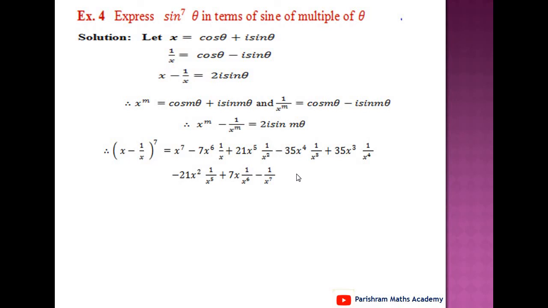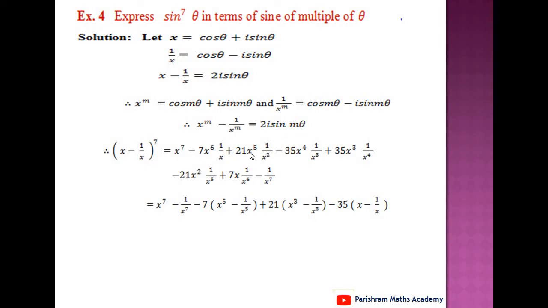Here also we can take the same expansion by using the Pascal triangle. Now the first term is x raised to 7, the last term is minus 1 upon x raised to 7. From the second term and second last term, minus 7 x raised to 6 into 1 upon x gives x raised to 5, and similarly 1 upon x raised to 5. We take minus 7 as common. We get x raised to 5 minus 1 upon x raised to 5.